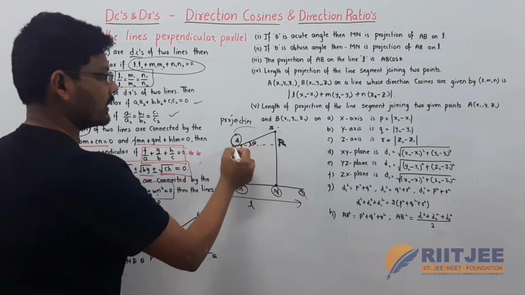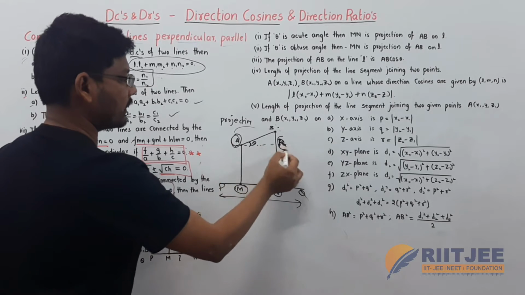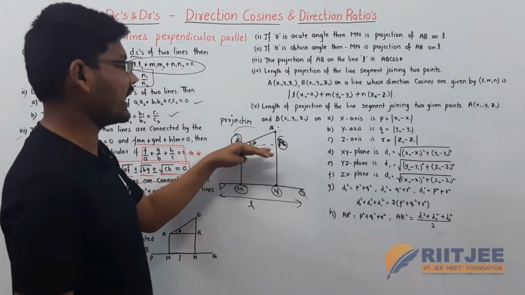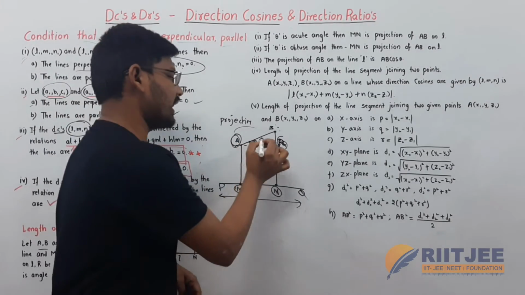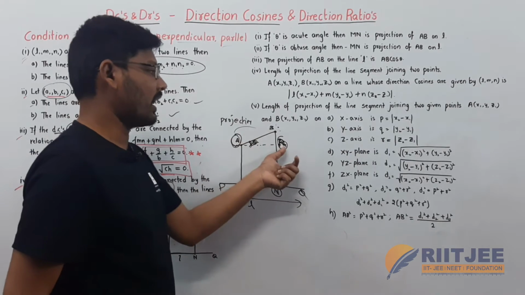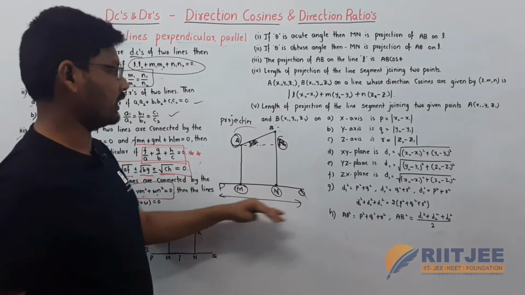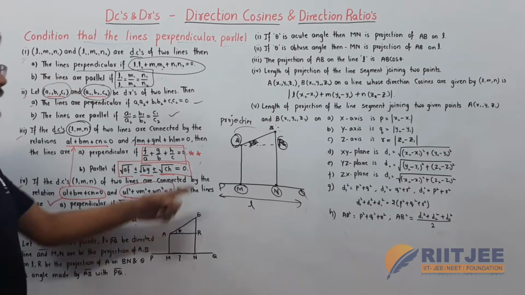R is the projection of A on the line AB here. Then angle theta is made by the line PQ here. This is the angle theta, angle BAR is making theta, that is parallel to the base PQ here. This is all about the diagram here.